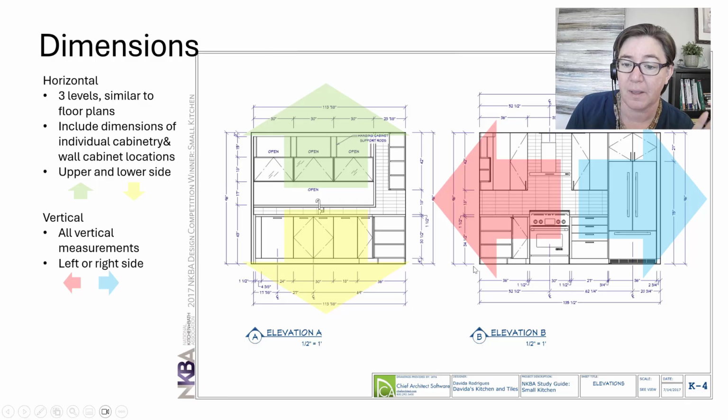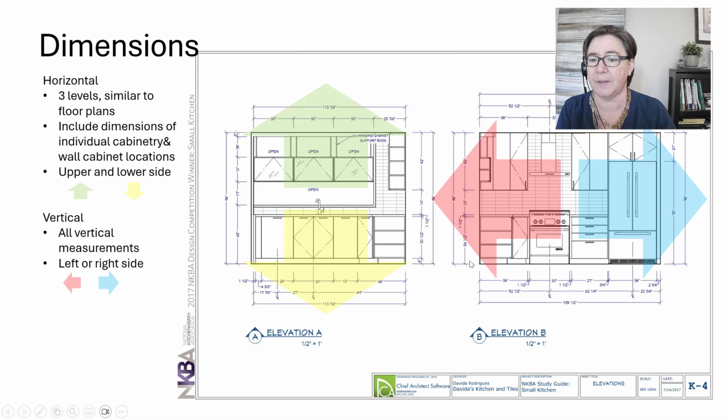Here's a couple of examples. On this dimension here, we've shown the toe kick and then the cabinet height. We've shown the countertop thickness. We've shown the dimension to the upper cabinets. Because they extend all the way to the ceiling, we've got that, and then we've got an overall dimension.